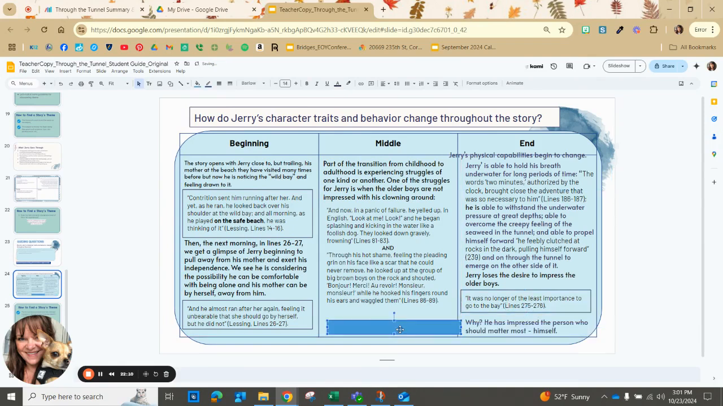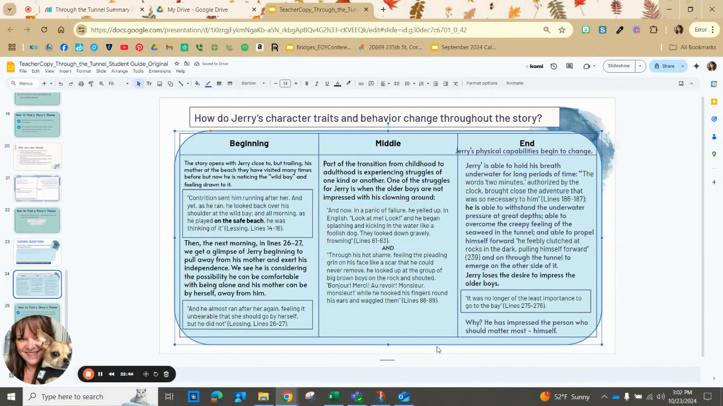And then I added this why. Why is it no longer of the least importance to go to the bay? Well, why? Because he's impressed himself. He impressed the person who should matter the most, himself. He no longer needs to impress those boys, right? So the bay, where those older boys are, is not the most important thing to him anymore. And the story leaves it open to find out, did he ever go back and see those boys? Maybe. Would they have been impressed? I don't know. But that's something that we just have to think about.